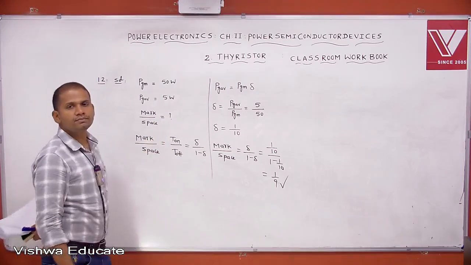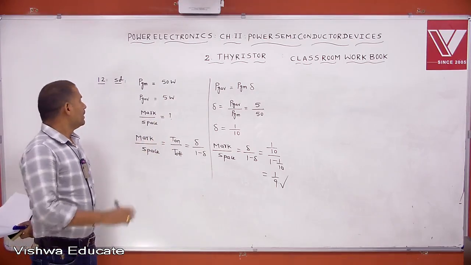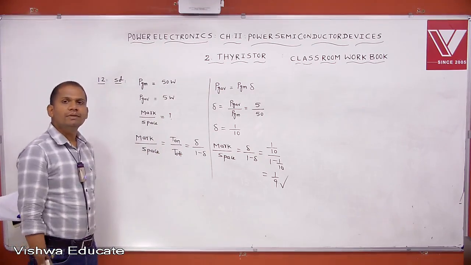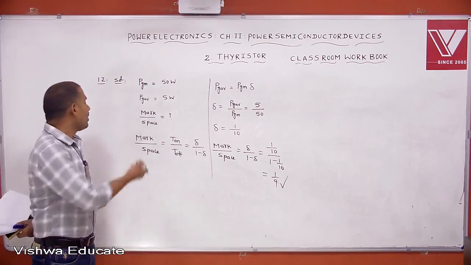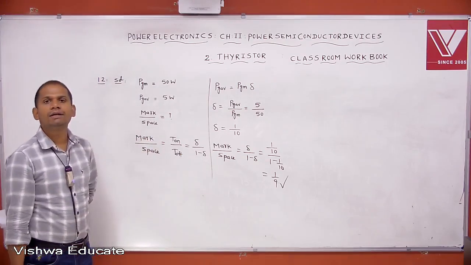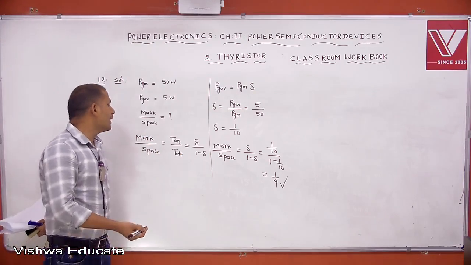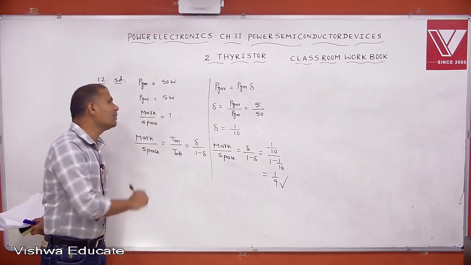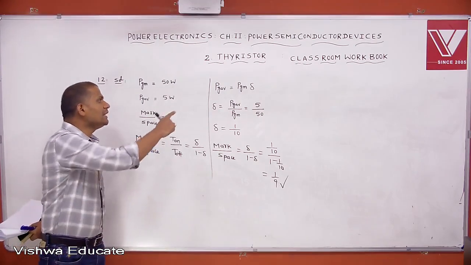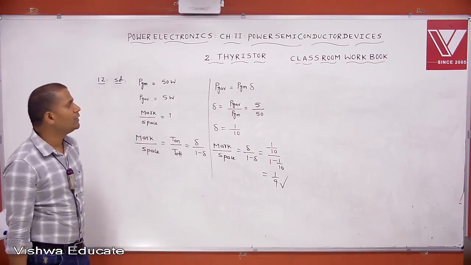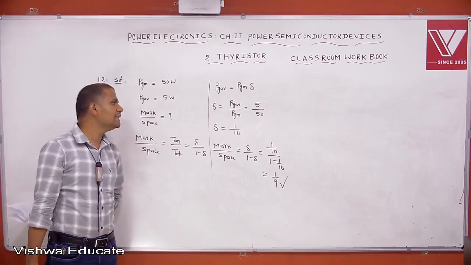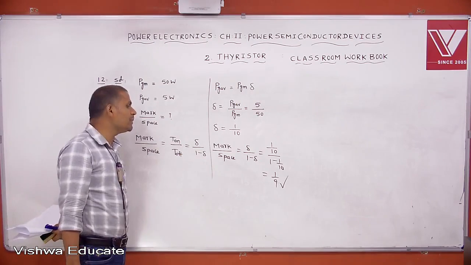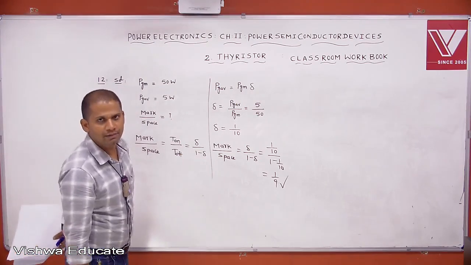Concentrate. Given the maximum gate power dissipation and average gate power dissipation, calculate the mark to space ratio. Mark to space ratio is nothing but on time by off time. On time is delta T, off time is 1 minus delta into T, then T and T cancel, giving delta by 1 minus delta. Then you know this relation, PGAV equals PGM into delta, so delta equals PGAV by PGM, that is 5 by 50, which is 1 by 10. Then the mark to space ratio equals 1 by 9.